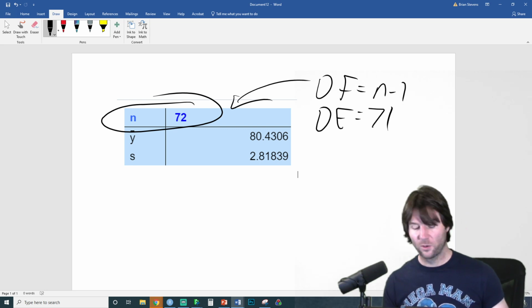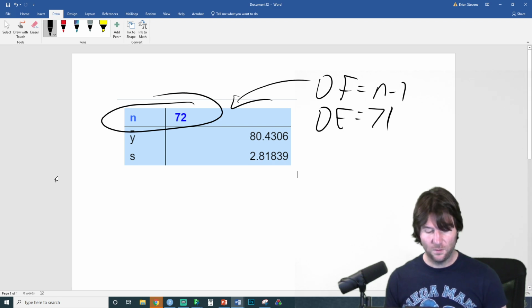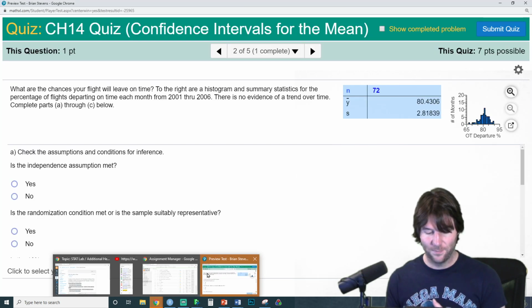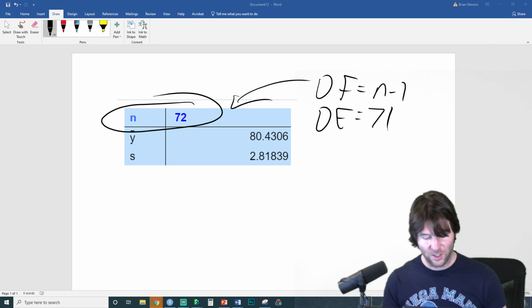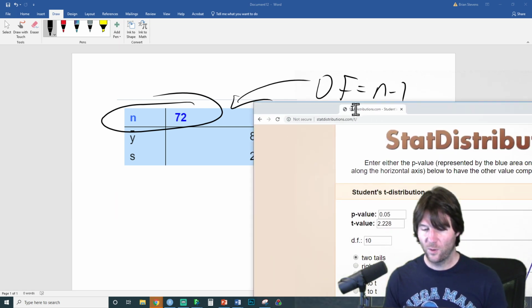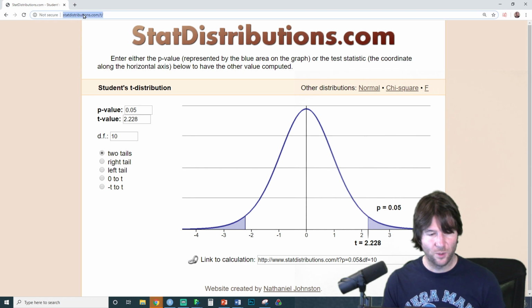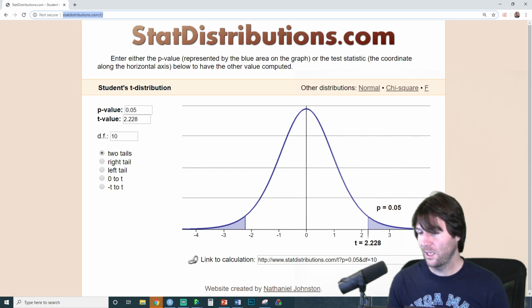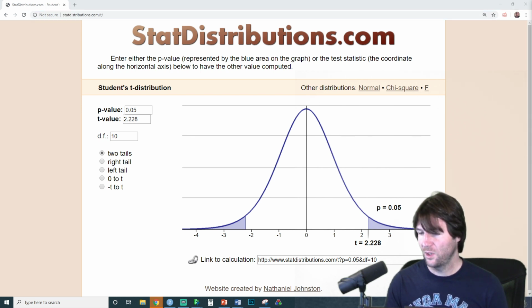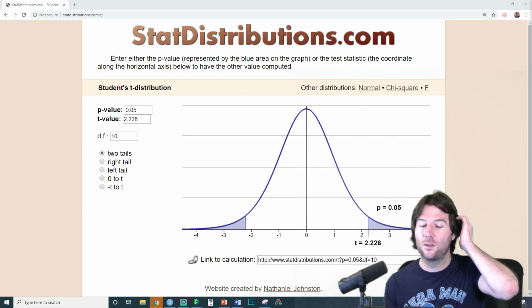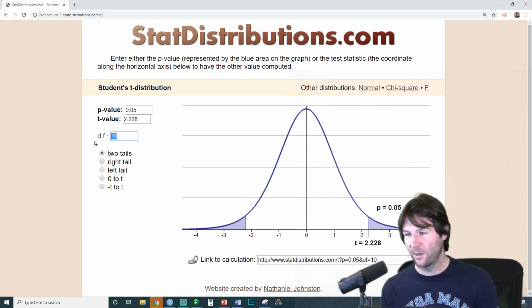Now, as soon as I see the degrees of freedom in a problem, here's what I do. Every time I see degrees of freedom, I go to the t-applet and get the proper t I need. This is especially true for confidence intervals, and I'll put this in the chat, but one of my favorite websites is Stat Distributions. Really good website for getting your t's. We'll copy paste and put it in the chat right there. This is the website I use. So we have 71 degrees of freedom.